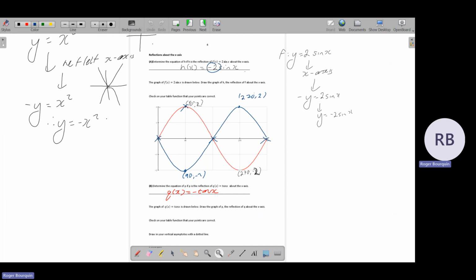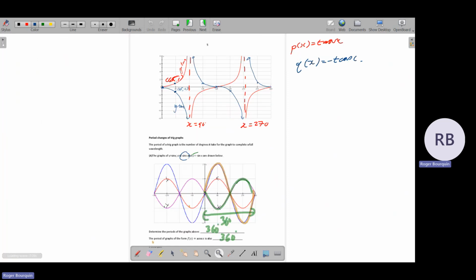And the same thing with tan. If you had tan x, which was the original red graph over there, you fold it over the x-axis, it becomes negative y is tan x, so y is negative tan x. So that important point will be 45, -1.